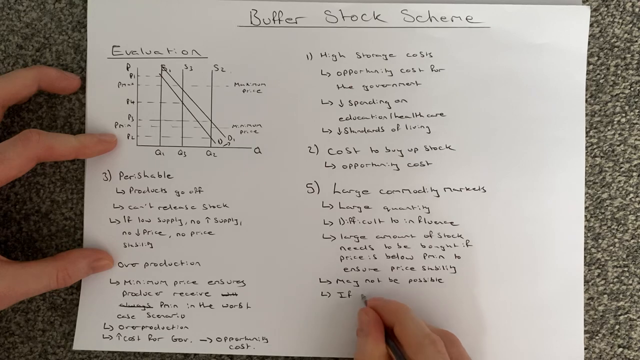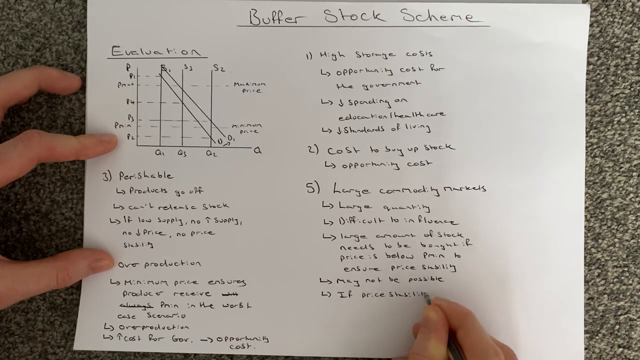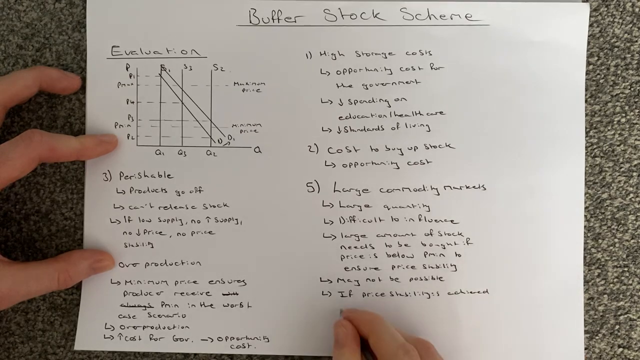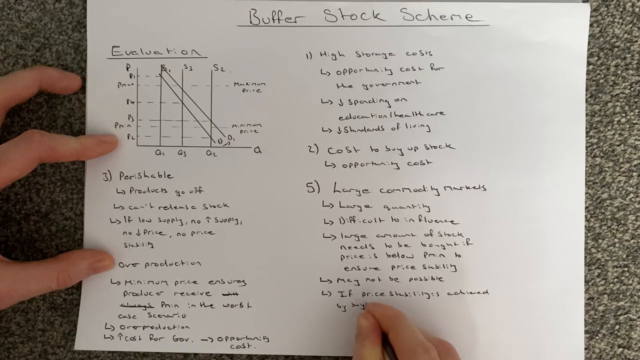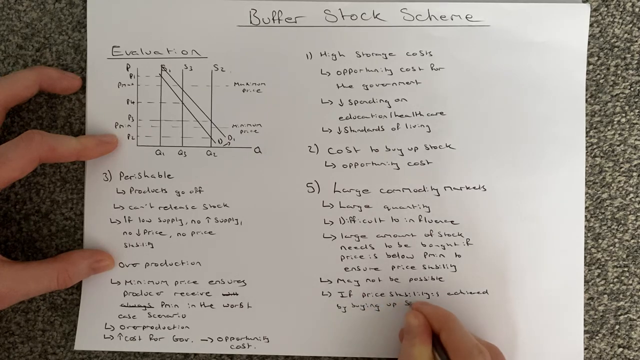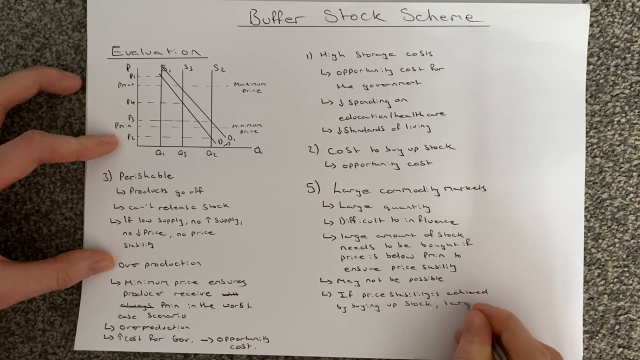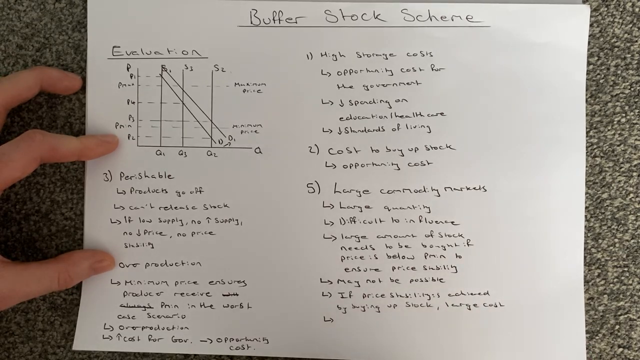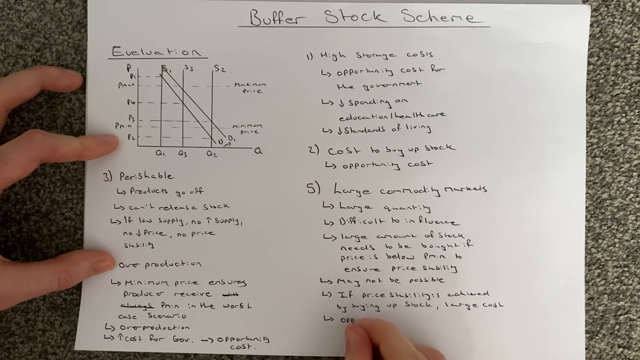If price stability is achieved by buying up stock, there's obviously a large cost involved. And obviously that large cost involved comes at an opportunity cost.